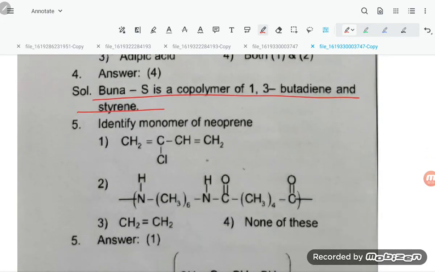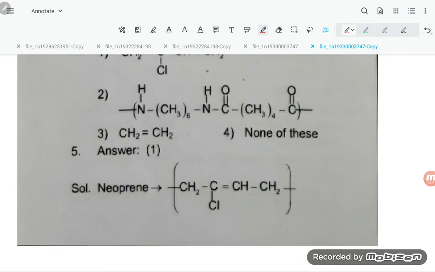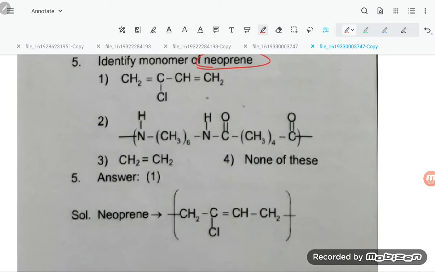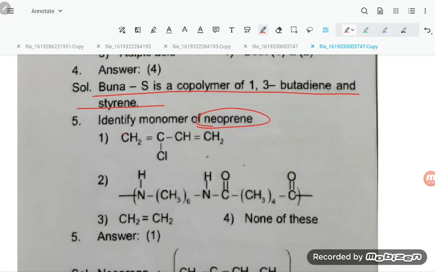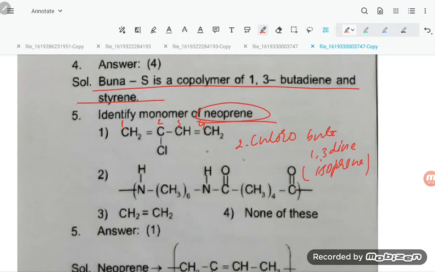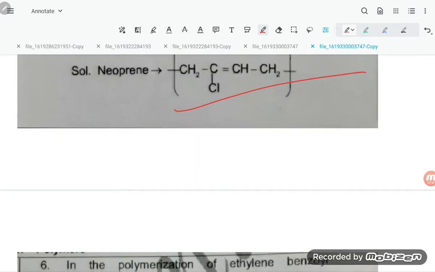Identify the monomer of neoprene. Neoprene means isoprene. So the monomer of neoprene is isoprene. You can see here, students, 1 2 3 4, that is 2-chlorobuta-1,3-diene, which is also known as isoprene. This is the monomer of neoprene. So this is our answer.